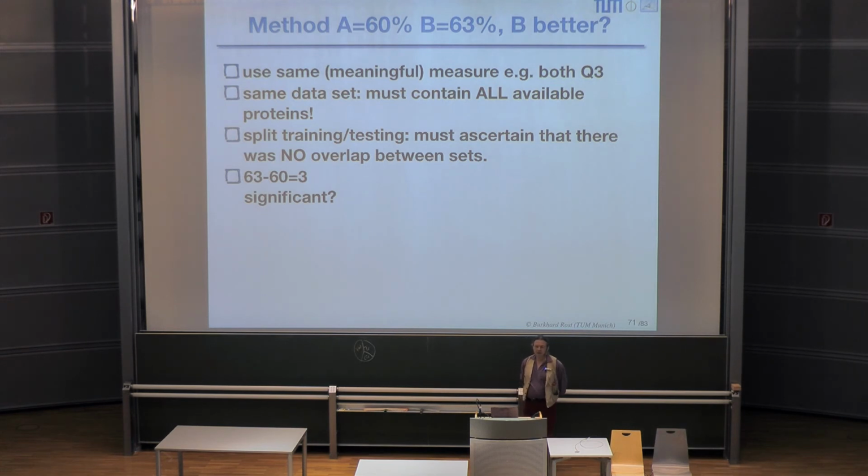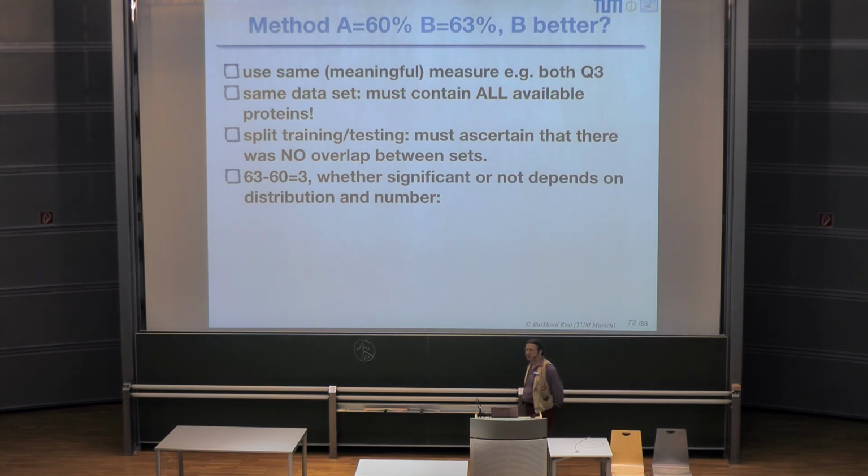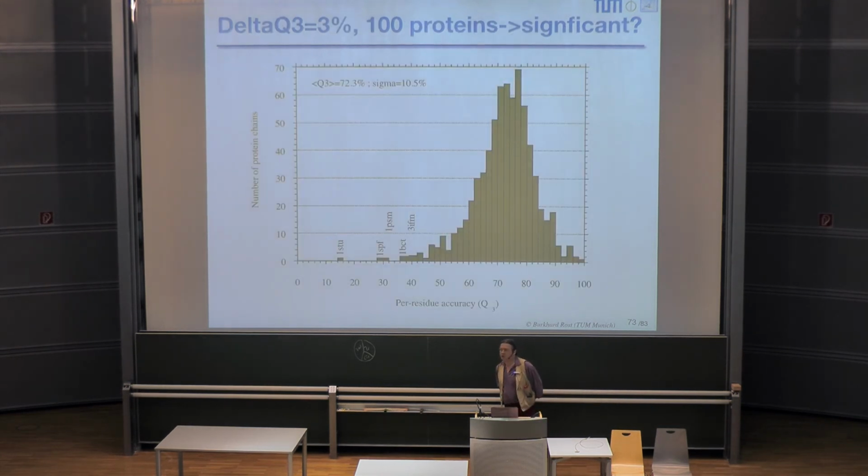So 63 minus 60 is 3. Is that significant? And again, the question whether that is significant depends on the underlying data, the distribution. That is the distribution for this case of secondary structure prediction. So is it significant now, 3% improvement? If I had 100 proteins?